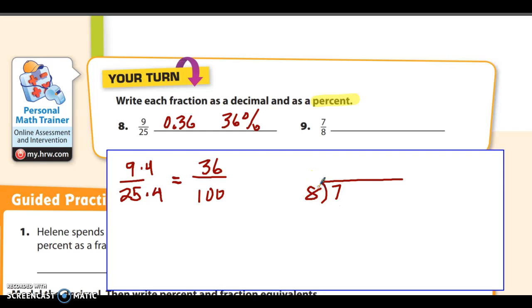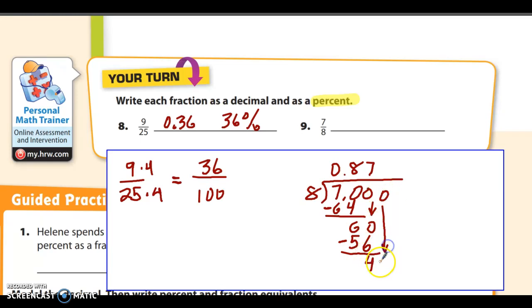Once again, this doesn't look right, so we actually annex a decimal and some zeros, and we do long division. 8 does not go into 7, but it does go into 70 8 times, because 8 times 8 is 64. 70 minus 64 is 6. Bring down this 0. 8 goes into 60 7 times, because 7 times 8 is 56. 60 minus 56 is 4. Annex and drop another 0. 8 goes into 40 5 times. 5 times 8 is 40. Because we get a remainder of 0, we're done.